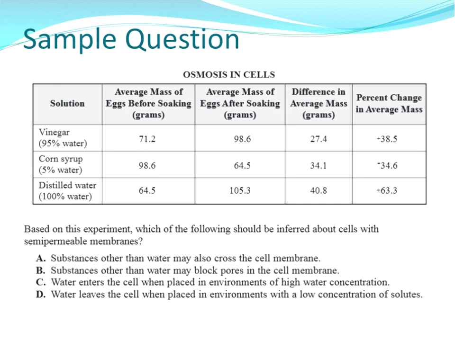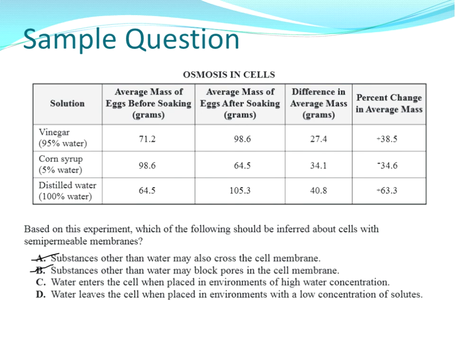Then, based on the experiment, which of the following should be inferred about cells with semi-permeable membranes? Well, let's see which ones we can eliminate. Substances other than water may also cross the cell membrane. Not in terms of this actual data table, so that's not correct. Substances other than water may block pores in the cell membrane. That does not explain anything about this data table.